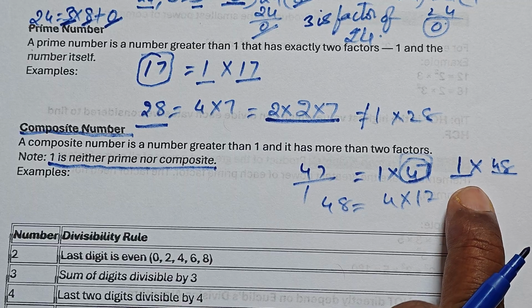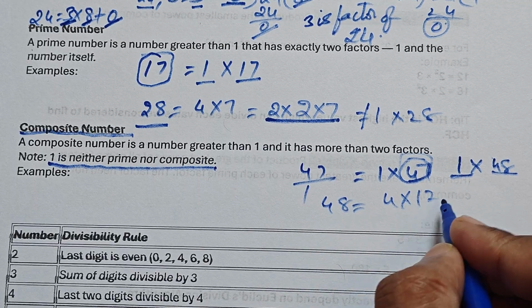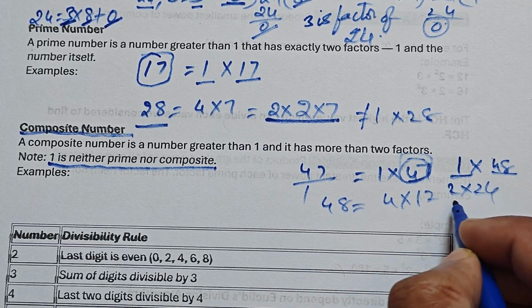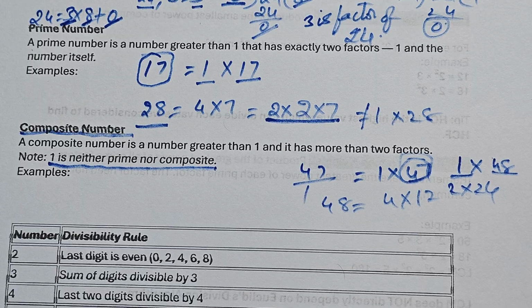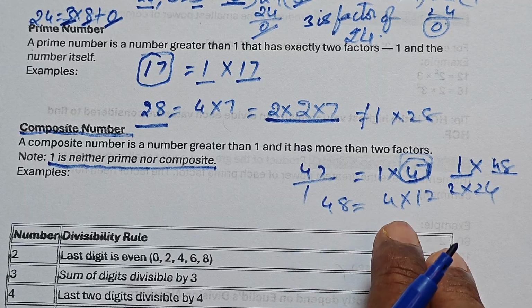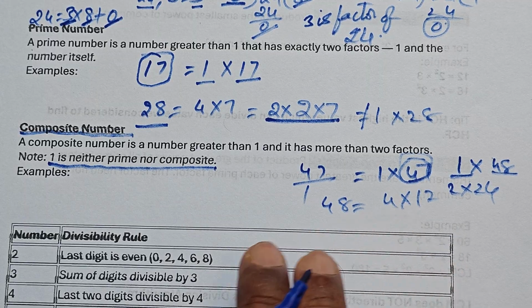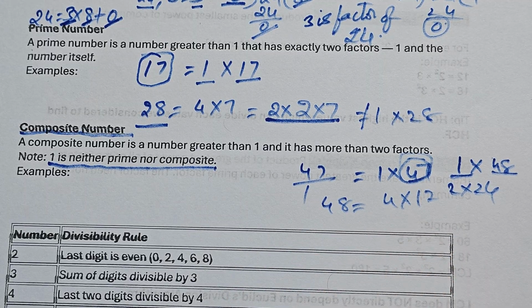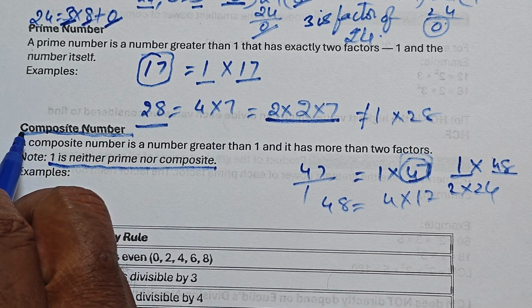If there are more than two factors, like say here we can say 2 into 24, 4 into 12, 6 into 8, like that. Or we can say 16 into 3. So if there are more than two factors, you don't need to worry about all the number of factors available. But if there are more than two factors available, then the number is called a composite number.